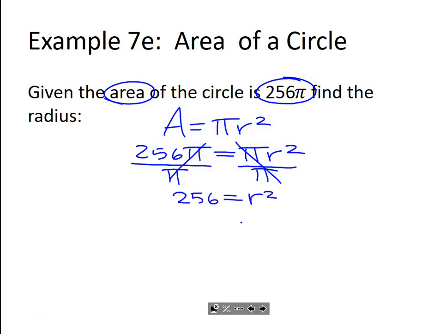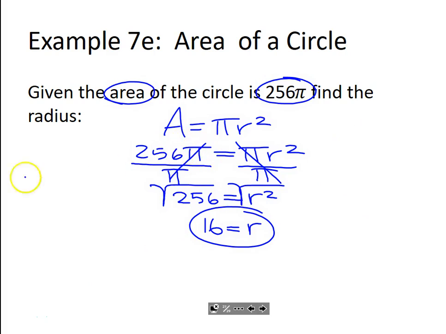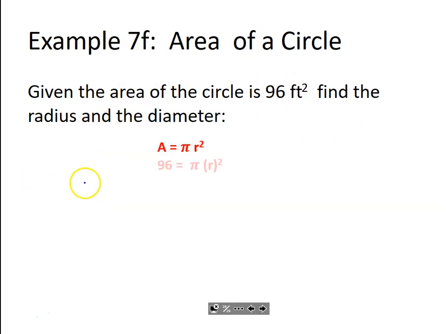When we're trying to get r by itself, we have to recall that we have to take the square root of both sides. So the square root of 256, when you do it in your calculator, is 16. So the answer here for r is 16. The next one is similar, but a little bit different. So let's go ahead and look at it.